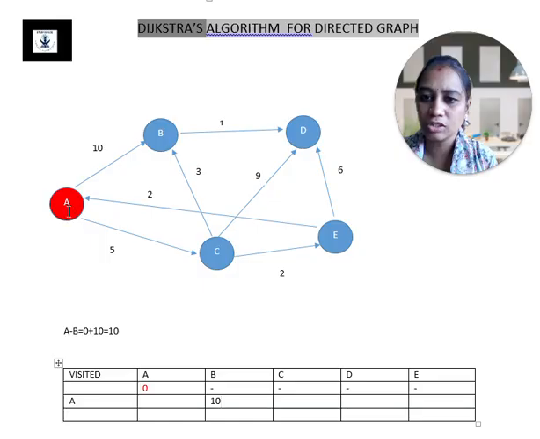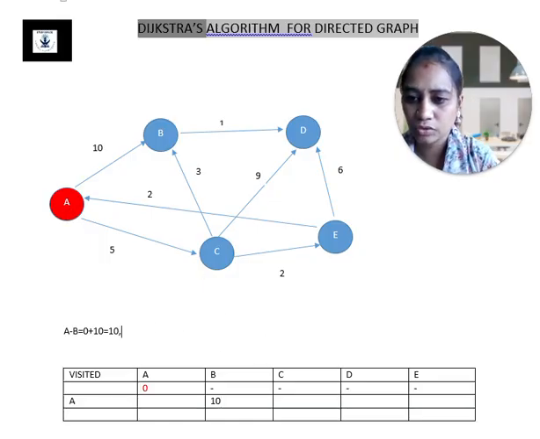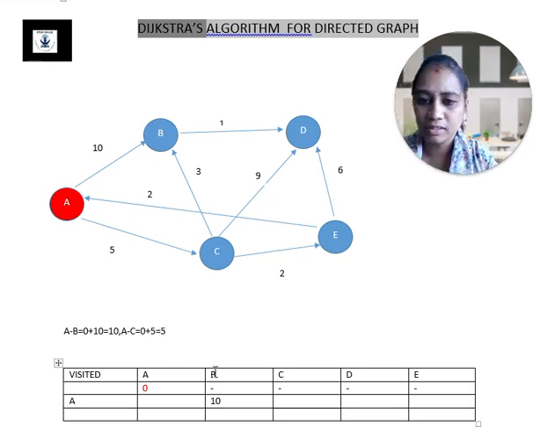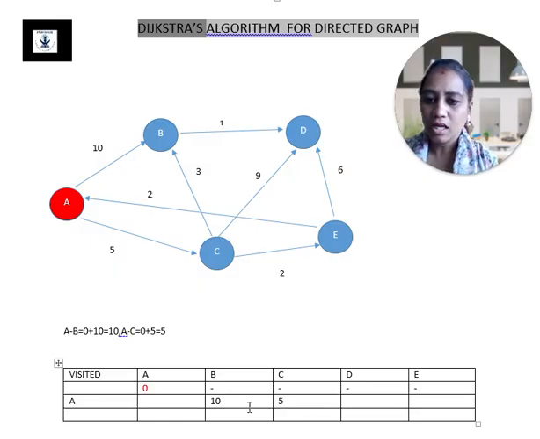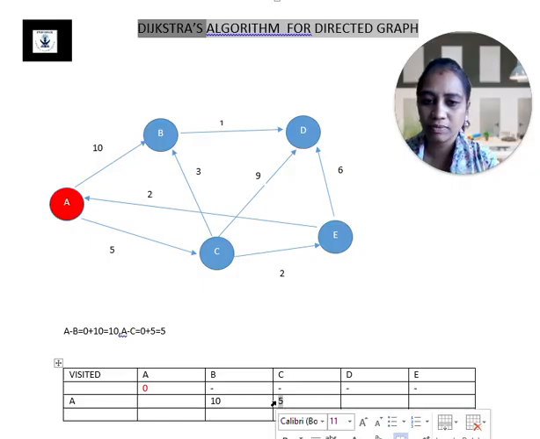Next, what is the cost of moving from A to C? Similarly, moving from A to C equals 0 plus 5, which is 5. So for C I'll write 5. Done. Now among these two, again you have to take the shortest. Which is the shortest one? This 5 is the shortest, right? So I am selecting that.